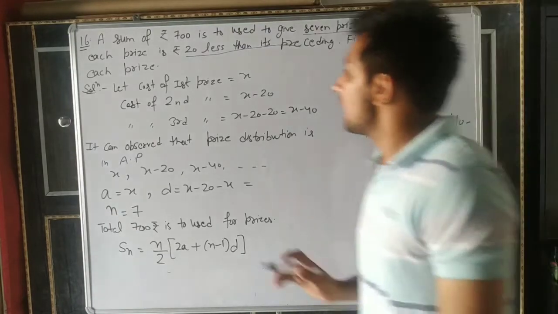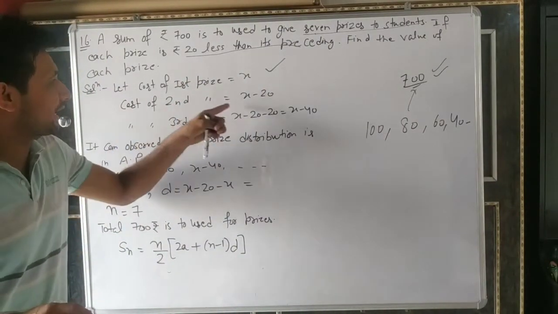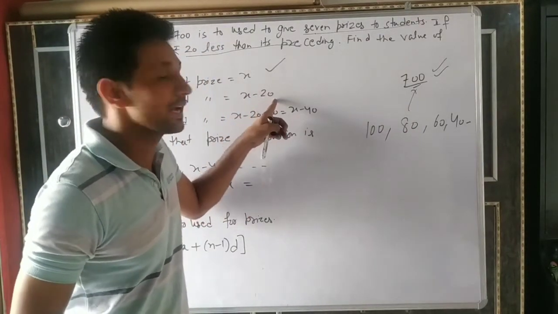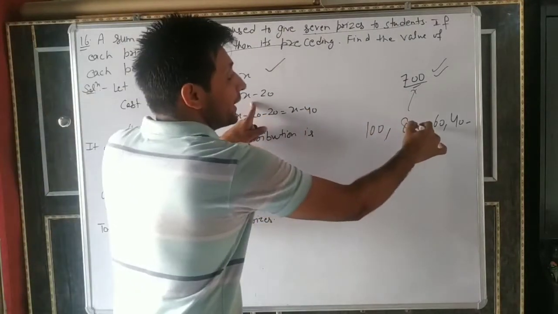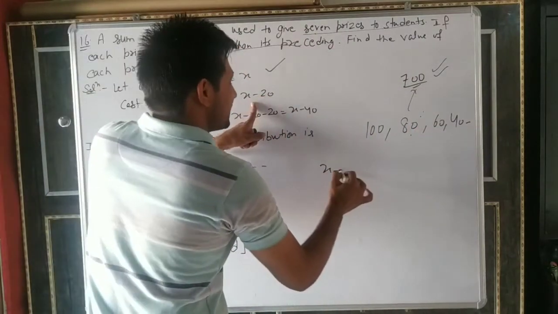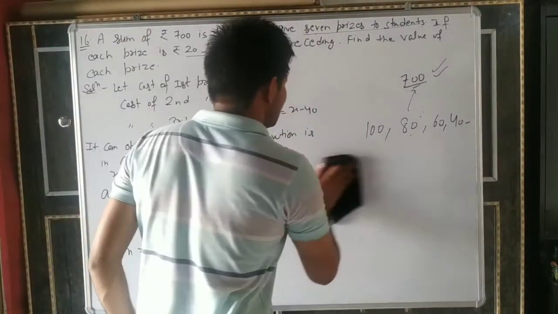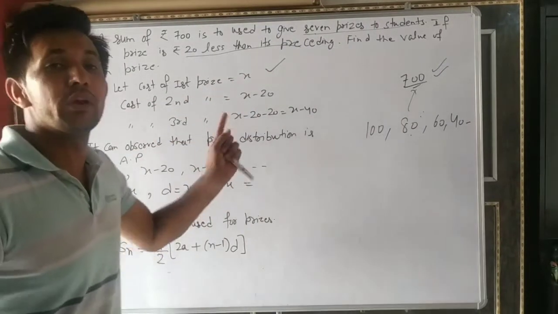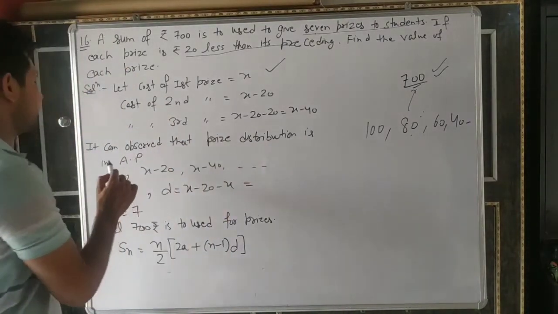Understand? So let the cost of the first prize be X. The cost of the second prize is 100 minus 20, 80, that is X minus 20. The cost of the third prize is the preceding minus 20, 80 minus 20 is 60, the same as X minus 20 minus 20, so X minus 40. We observe that every time it is 20 less, so it becomes an AP. So it can be observed that the prize distribution is in AP.